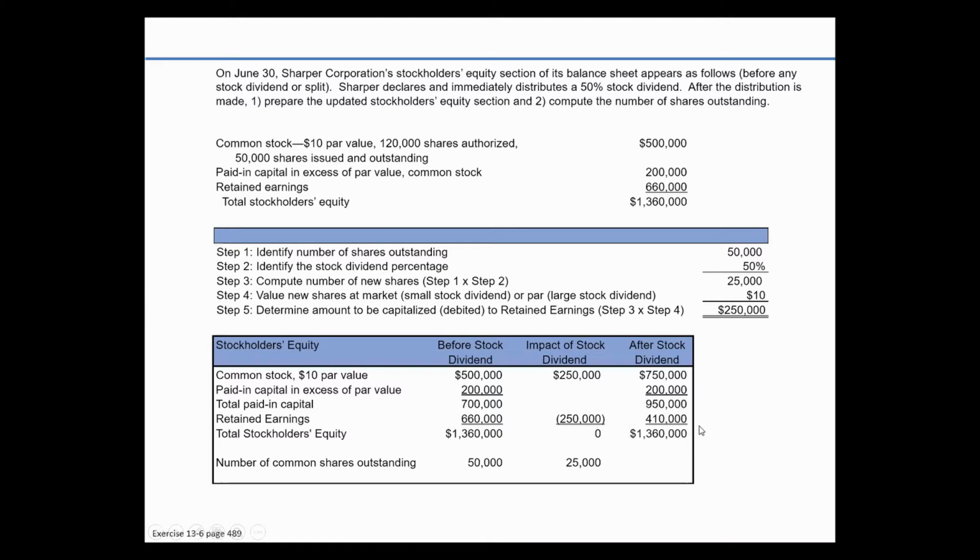So if we take the paid-in capital, 950,000, add 410,000, we're still going to have the same shareholders' equity of $1,360,000. And then our number of common shares that are outstanding, we take 50,000, we add 25,000 to it, we're going to have 75,000 after, because again, we're issuing more shares, so we're going to have 25,000 more shares outstanding.